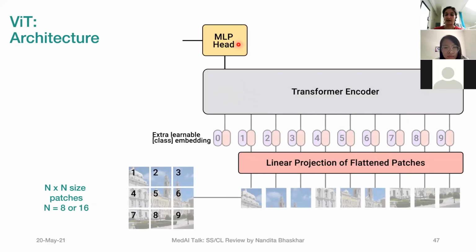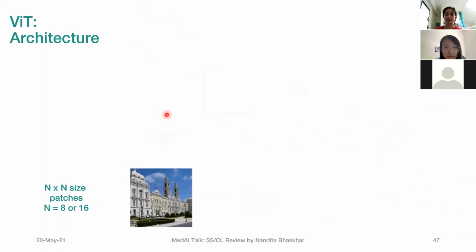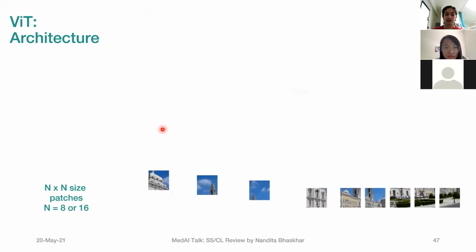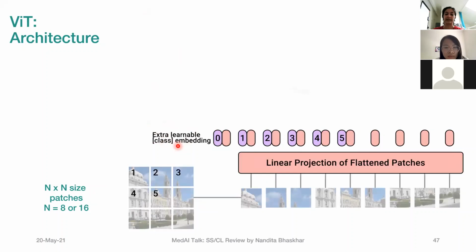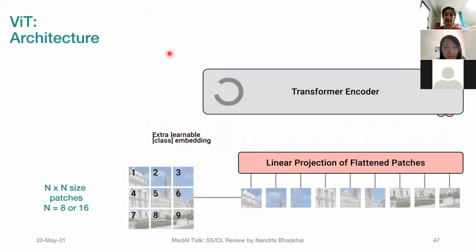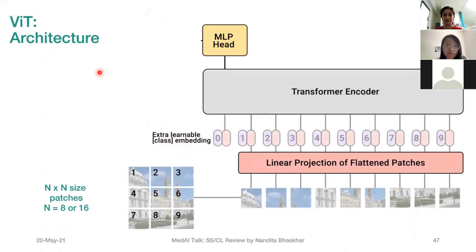Which then projects it onto this MLP head, and the classification is performed on this token, this extra class learnable embedding, so that helps you perform the classification.